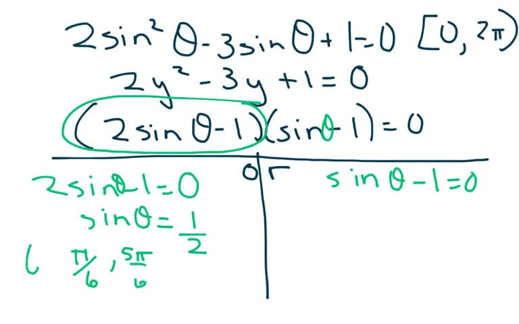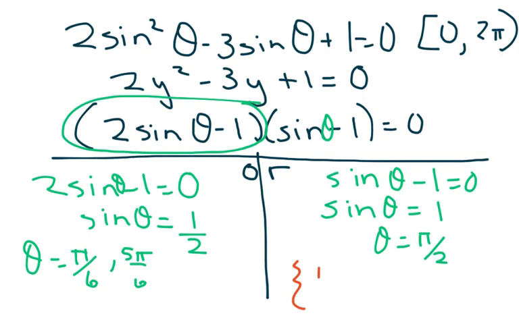That's what theta equals. And in this case, this is what we did last class as well. You're going to solve for sine of theta equals 1, and theta would equal pi over 2. So your solution set is pi over 6, 5 pi over 6, and pi over 2. Okay? Now, the next one is your number 7 that you have to do.